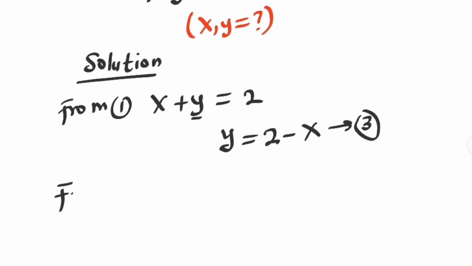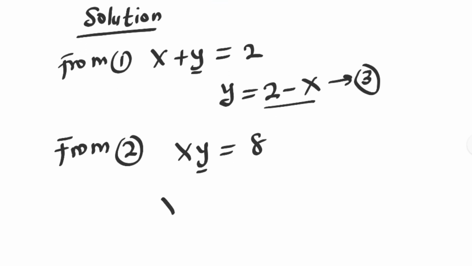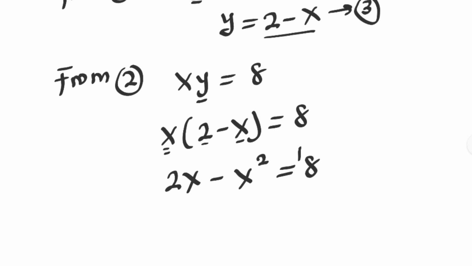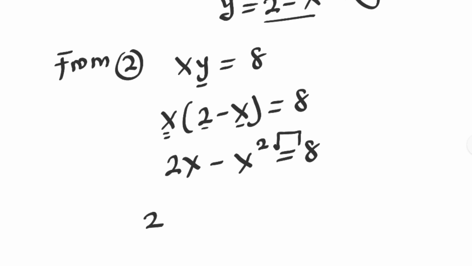From equation 2, xy is equal to 8. Now let us substitute for y, which is 2 minus x. x bracket 2 minus x is equal to 8. Now let's open the bracket. x multiplied by 2 is 2x, minus x multiplied by x, x squared, is equal to 8. Let's bring this 8 to this side. 2x minus x squared minus 8 is equal to 0.